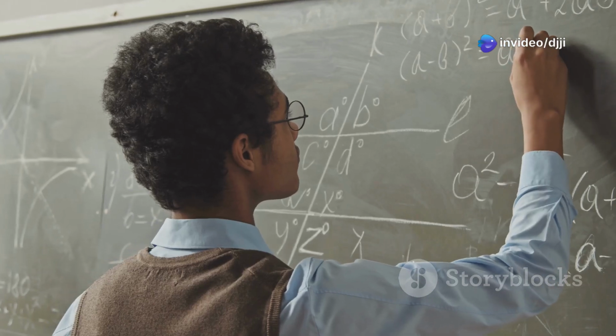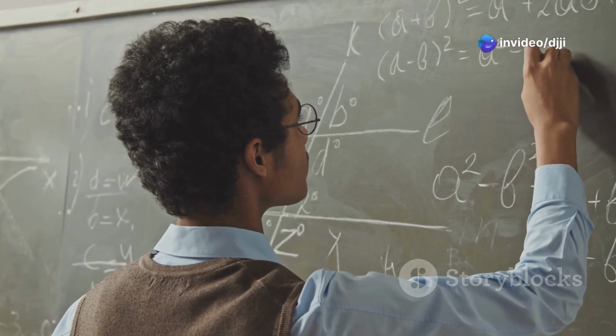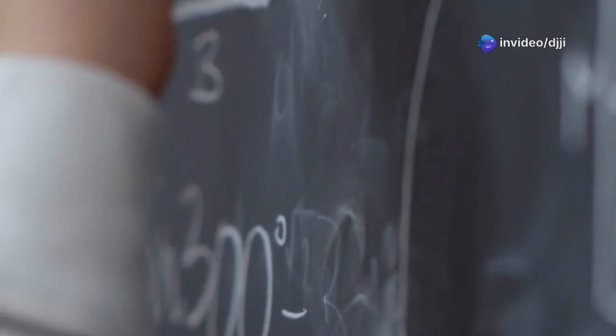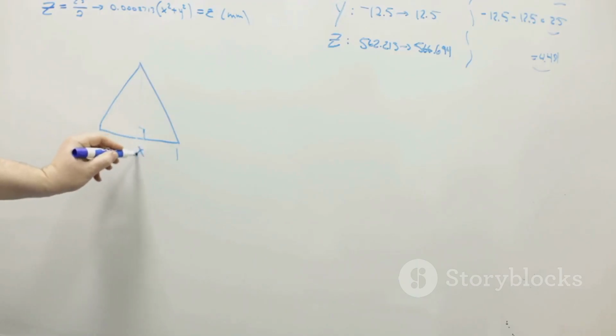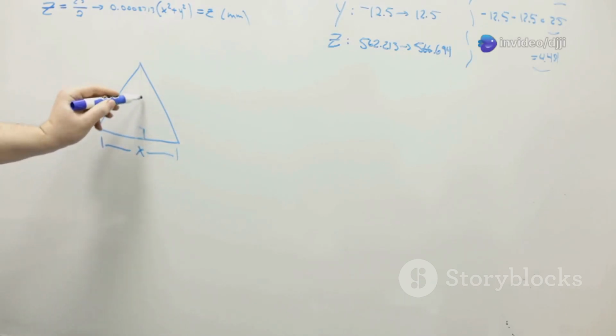Example 1. Finding the exact value of sine of 75 degrees. First, identify the sum. 75 degrees can be expressed as the sum of 45 degrees and 30 degrees, since 75 degrees equals 45 degrees plus 30 degrees.